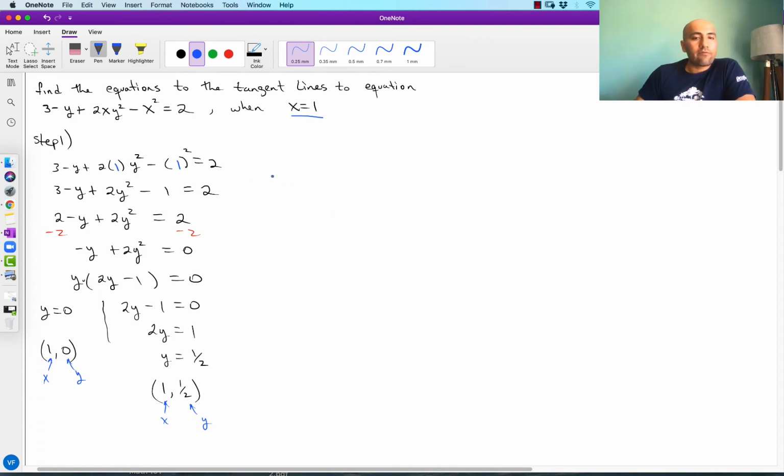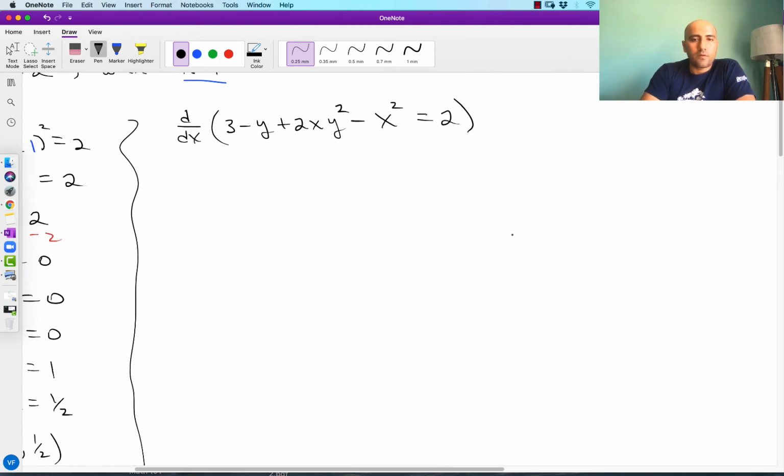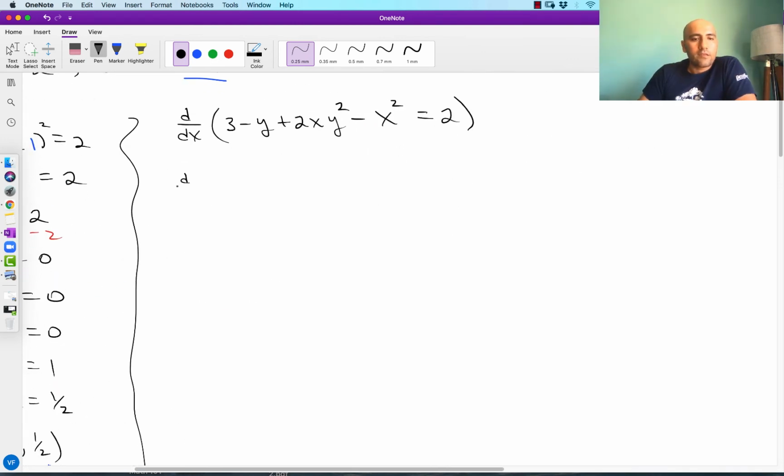So in order to find the equation of tangent lines, we need to find the derivatives at those points, right? So we need to find y prime. So let's take the derivative with respect to x of the original equation. Okay, so we're going to get the derivative with respect to x of 3. We know that's going to be a 0. The derivative with respect to x of the variable y, they don't match, so we know this is going to be the y prime. This is what we're after.